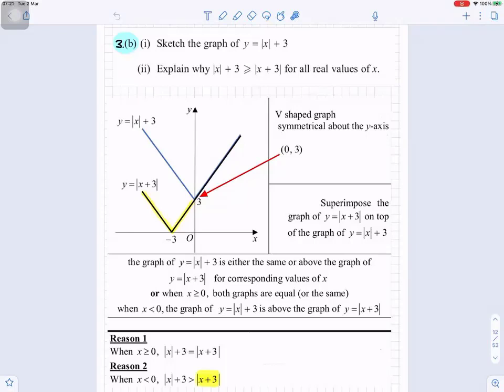Now, when x is less than 0, below 0, the graph in yellow is below the graph in blue. So that means x plus 3 is less than the other one, or you can say the absolute value of x plus 3 is greater than x plus 3. So below 0, when x is less than 0, the blue graph is greater than the yellow graph. And you can write it like that in symbol form.